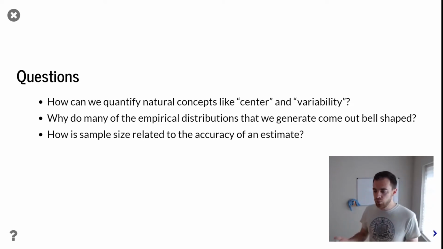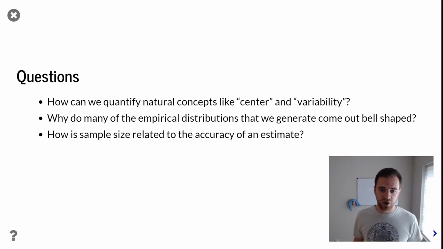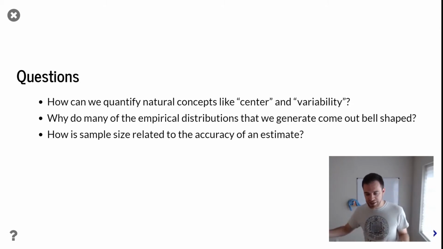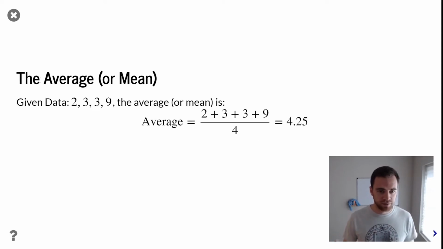And then we still need to answer this question. If you've noticed, a lot of the distributions that we've plotted so far look kind of bell-shaped. And the question is, why is that the case? And then one lingering question after that is, I have an idea that if I get a larger sample, that increases the accuracy of my estimate. But how exactly are those related? Those are questions that we're going to be able to answer here in the next couple of lectures.